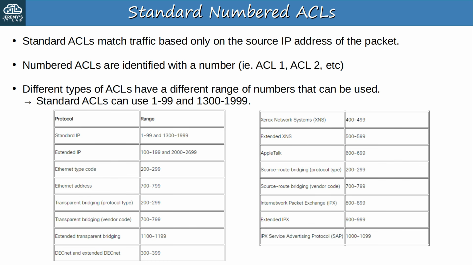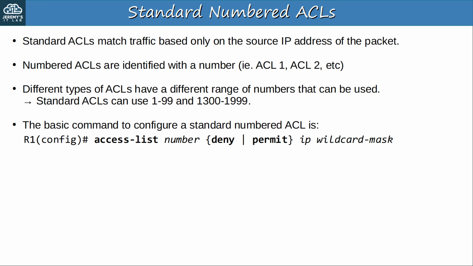Here are a bunch of different ACL types, and the different number ranges that identify them. You don't have to memorize all of these, of course. For now, just remember the standard ACL ranges, 1 to 99 and 1300 to 1999, listed as standard IP ACLs in this chart. IP ACL is the type of ACL you have to learn for the CCNA. I just wanted to show you that there are lots of different types of ACLs, and each have their own range of numbers. Here's the basic command to configure a standard numbered ACL.